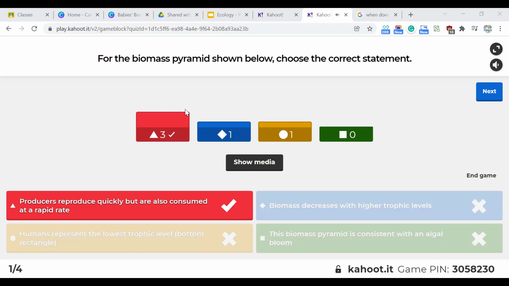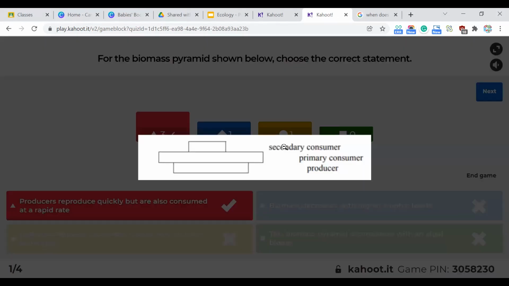All right, cool. So yeah, producers reproduce quickly, but are also consumed at a rapid rate. Okay, so that's the correct answer. Let's check through the other ones though.